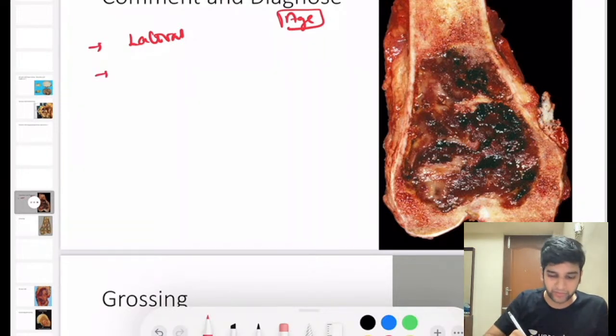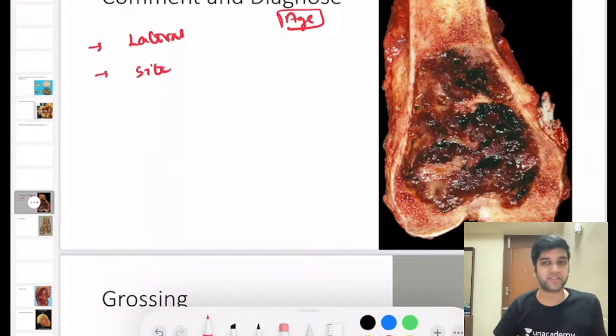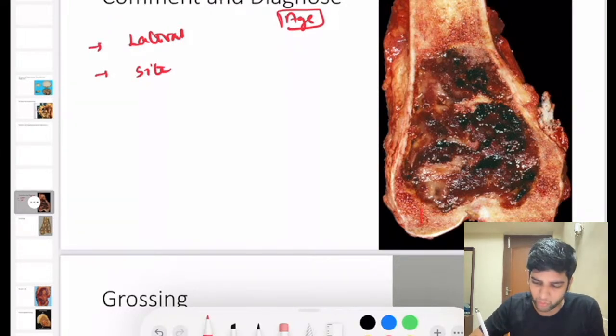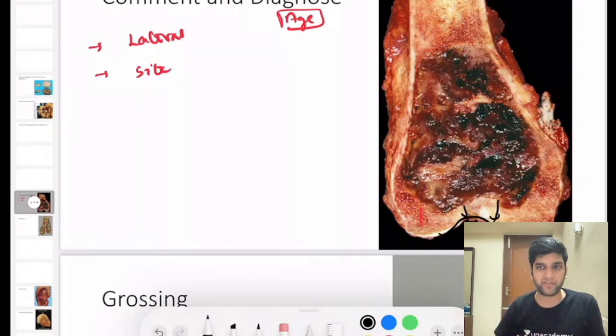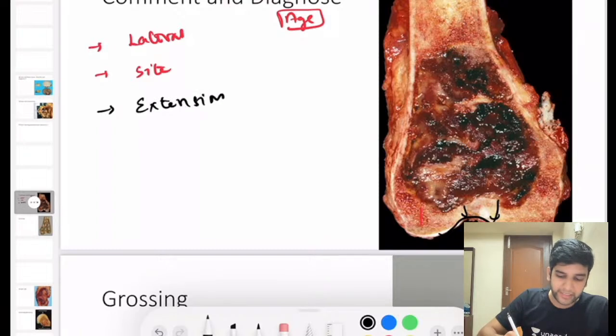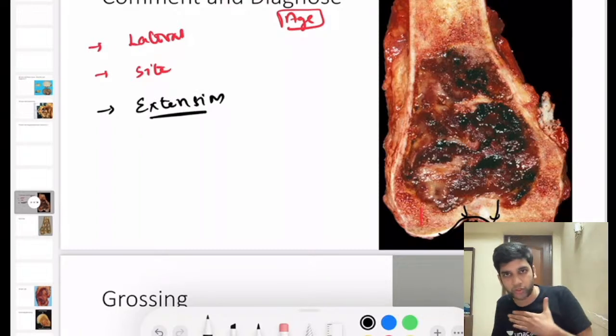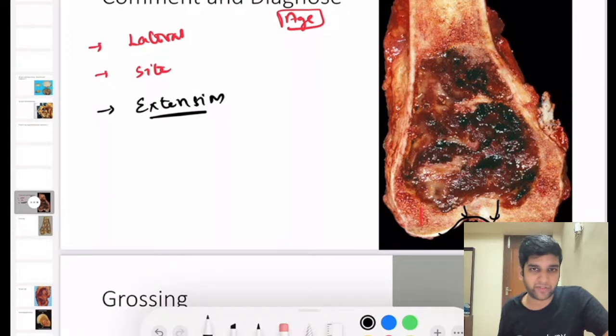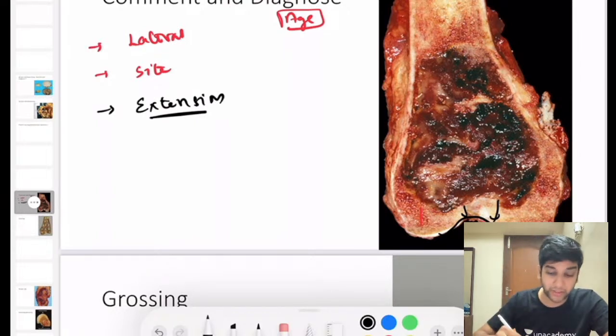Second is laterality, then the site of the lesion, whether it's an epiphysis, metaphysis, or diaphysis. I would say this is more of an epiphyseal metaphyseal lesion, right? It's more close to the epiphyseal growth plate, right? It's more towards an epiphyseal lesion, right? A fleshy growth, fine. Then the extension. Here I would say that this is most likely epiphyseal growth, kind of moving towards the metaphyseal junction. Next, the most important thing is the bony cortex.